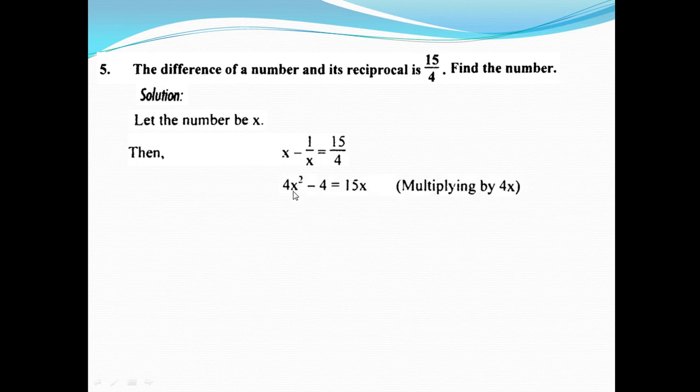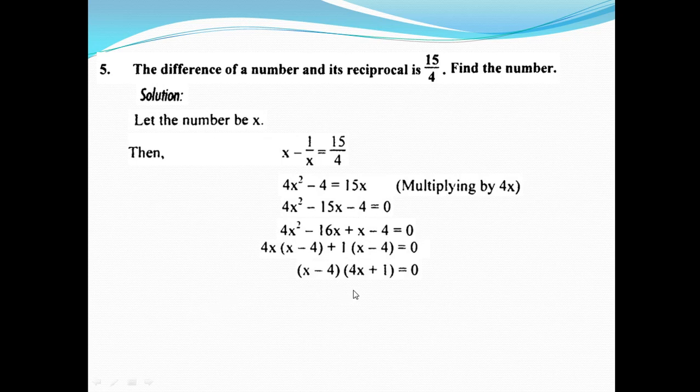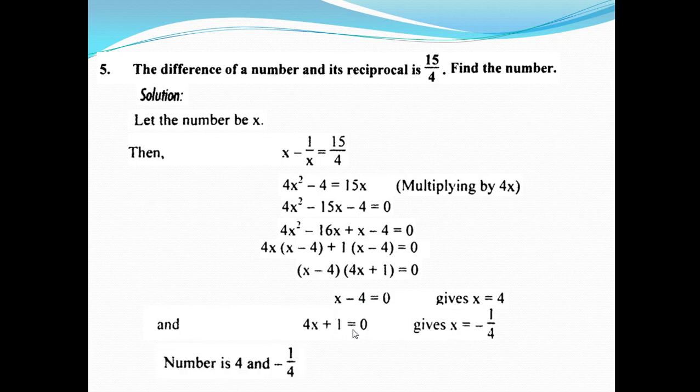After simplification, 4x square minus 4 is 15x, multiplying by 4. And then after LCM and cross multiplication, we get the standard quadratic equation. Using the middle term break method, we get x minus 4 and 4x plus 1 is equal to 0. x minus 4 is equal to 0, x is equal to 4, and 4x plus 1 is equal to 0, so x is equal to minus 1 by 4. Then the numbers are 4 and minus 1 by 4.